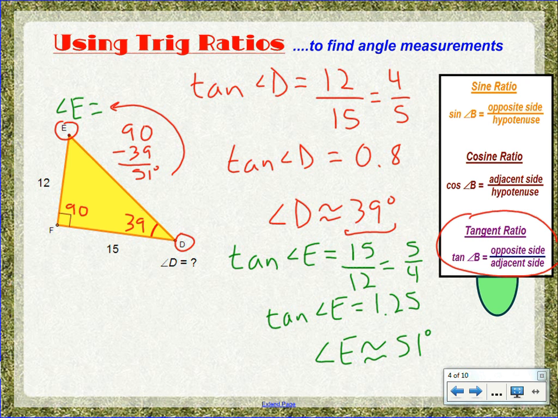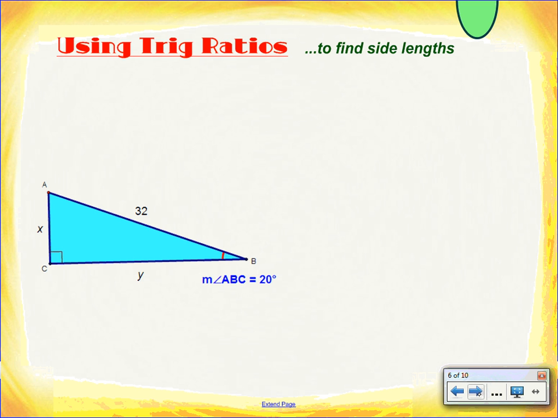I think so. So that's how to find angle measurements using trig ratios. And now I want to take a look at finding side measurements using trig ratios. So now we've got triangle ABC, and this time I have angle ABC right over here. This angle is 20 degrees, and I have that the hypotenuse is 32. I'm looking for x and y.